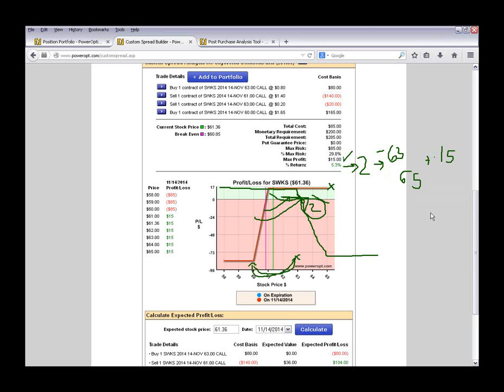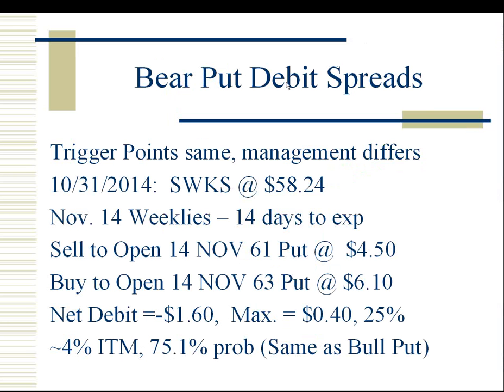All right. Let's go ahead and go back to our slides real quick. I'm going to talk about a few other things. We talked about the bear call spreads. On a bear put debit, we would have used the same strikes. It would just be a debit this time.